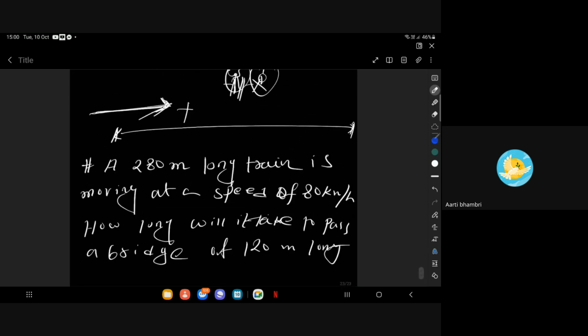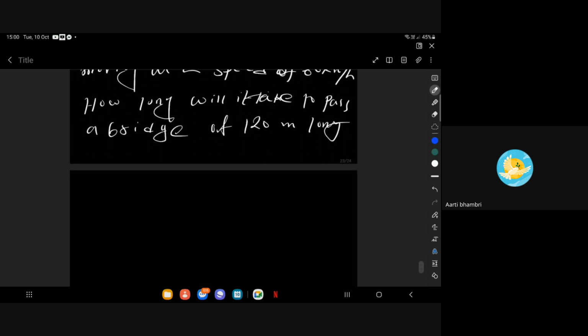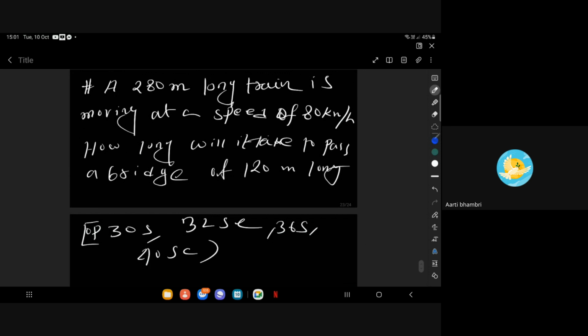Okay, a 280 meter long train is moving at a speed of 80 km per hour. The speed of the train is known to you, the length of the train is known to you. So how long will it take to cross the 120-meter long bridge? The answers are 30 seconds, 32 seconds, then 36 seconds, 40 seconds. So what you have to do? Just try to use the concept I've told you just now.